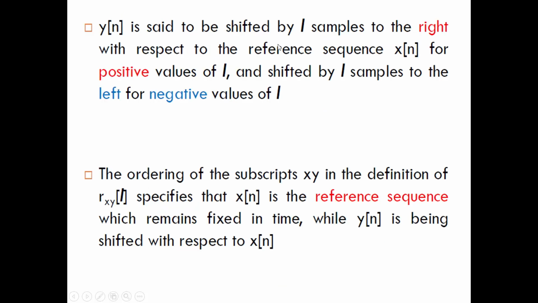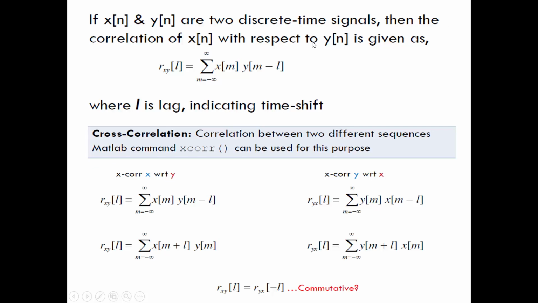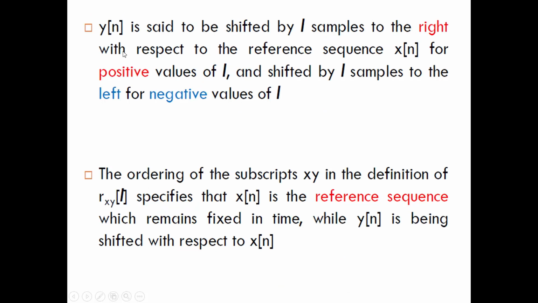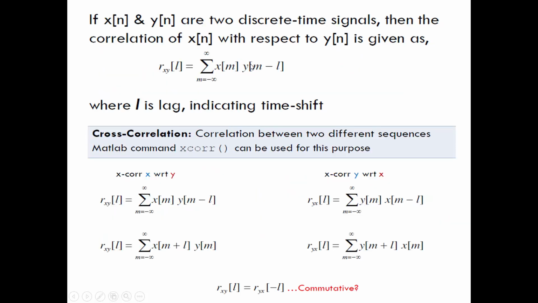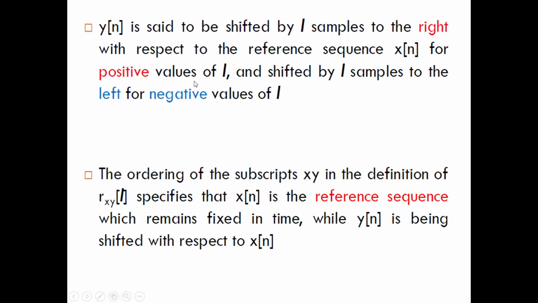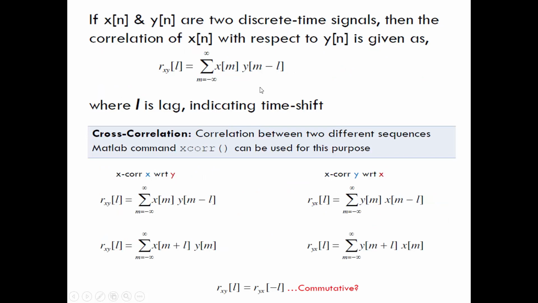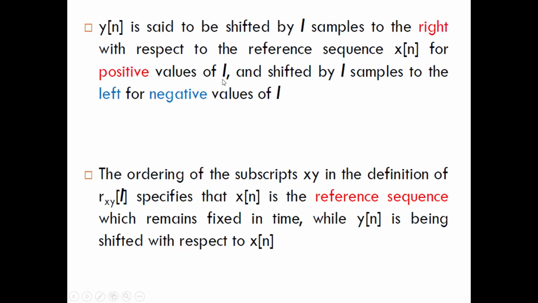So yn is said to be shifted by L samples. So if you see here, yn, basically we are using index m, but we can write it as yn for a general case. Yn is shifted by L samples to the right with respect to the reference sequence xn for positive values of L, and shifted by L samples to the left for negative values of L. If we use the negative values of L, it will be m plus L, so it will be shifted to the left. When we use the positive values of L, it will be shifted to the right.